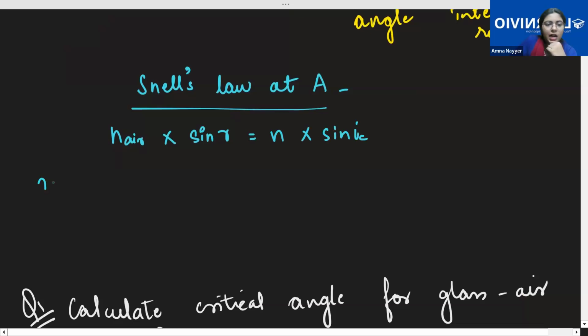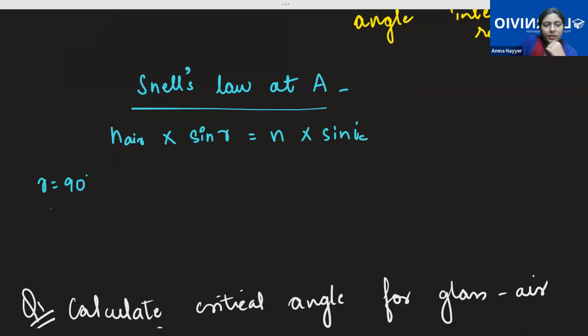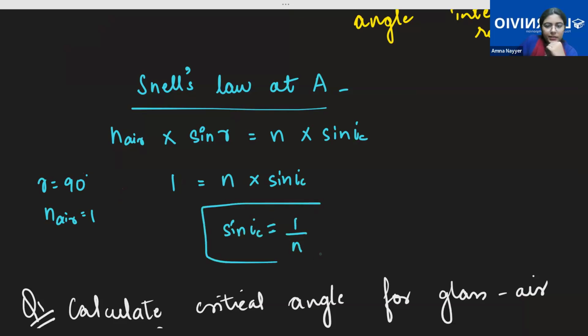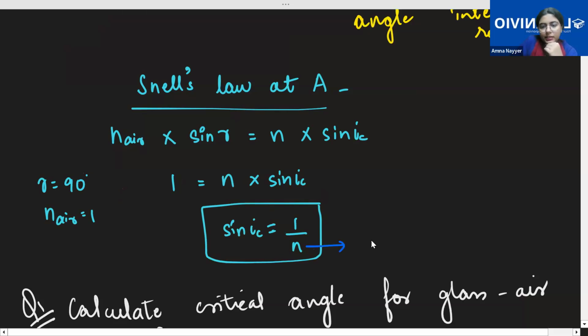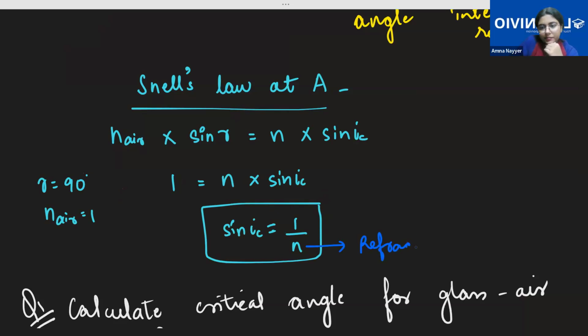Now we know r is equal to 90 degrees and we know N air is already equal to 1. So 1 is equal to N into sine IC. Sine IC is equal to 1 by N, where N is the refractive index and IC is the critical angle.